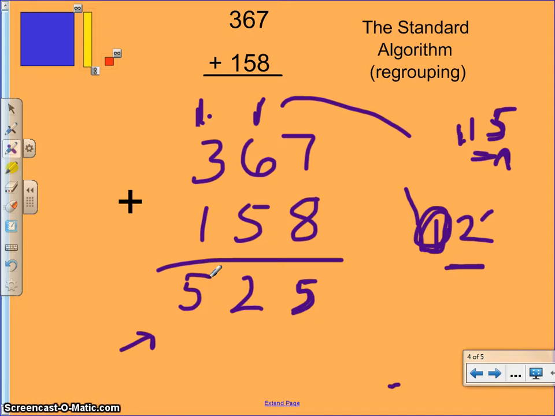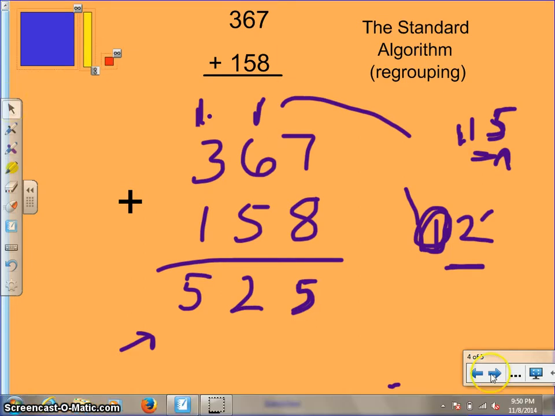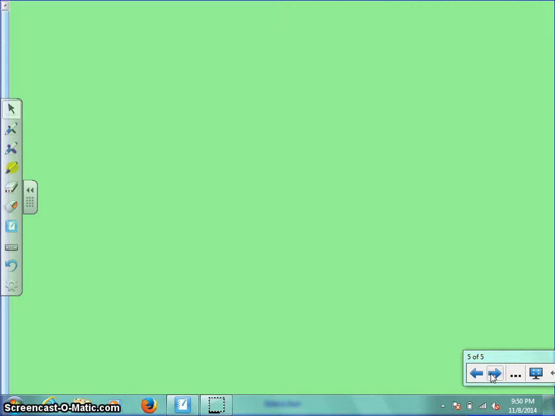If I do not remember to regroup, then I'm going to get answers that are just not close to being correct. Regrouping is very, very important, and we'll practice this more in class. Now the last method I want to show you is called the partial sums method, and I really like this. It's a real quick way to add, I believe.